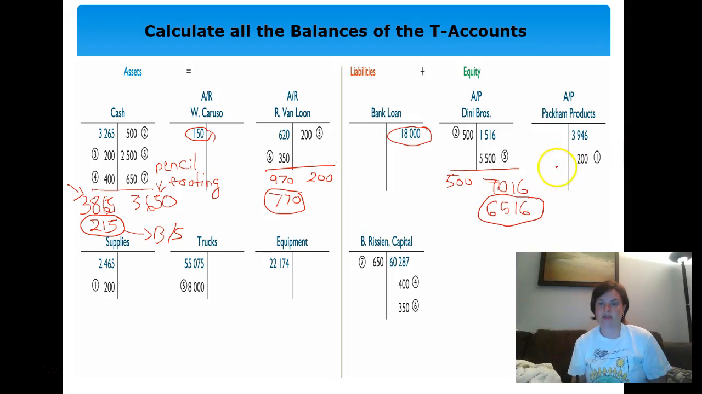It's a final total. On this one here, Packham products, we just have a credit entry on here. So this number is going to be 4,146 when we add those numbers together. There's nothing on the debit side, so we don't have to subtract anything from it. Same with supplies. It just has debit entries, so we're going to add them together. 2,665.